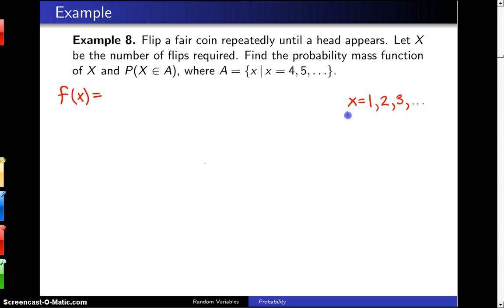It goes forever. This is the first case that we've seen where we have a support that is a denumerable set. In the previous 7 examples, all of the supports have been finite sets. In this case, it's denumerable.